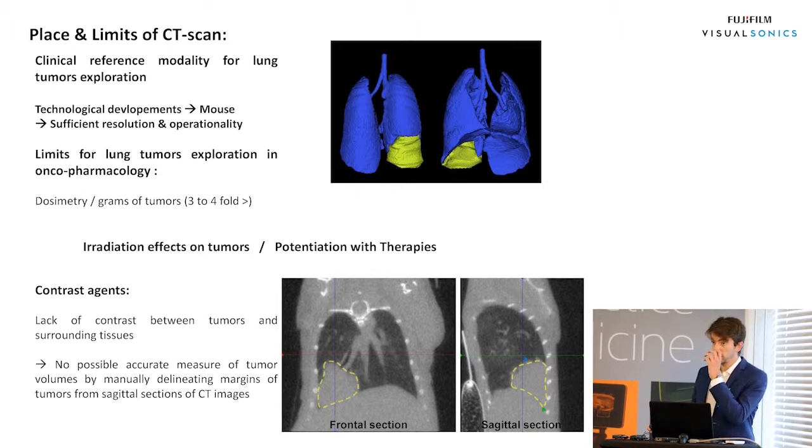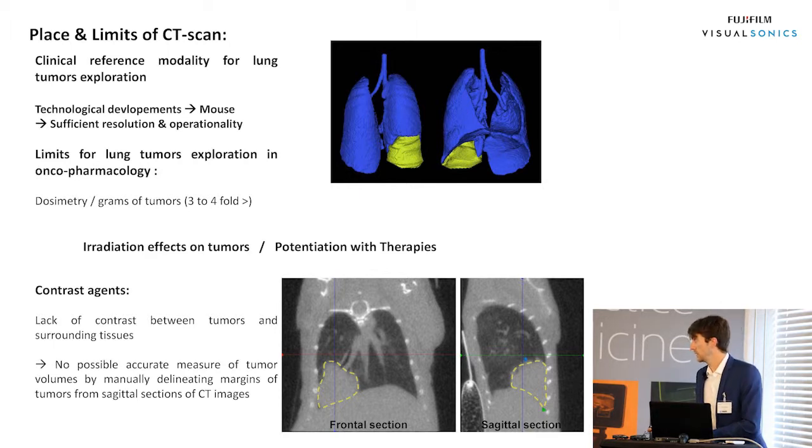And thanks to technological developments, it's possible in mouse to perform exploration with sufficient resolution and operationality. However, there is a limit for lung tumor exploration in Onco-Pharmacology because of the dosimetry received by the tumor. This dosimetry can be 3 to 4-fold higher on the tumor than other organs. That's why there is an irradiation effect on the tumor and a potentiation effect when we are testing new therapies.